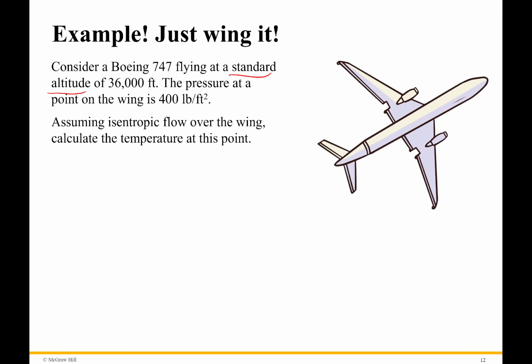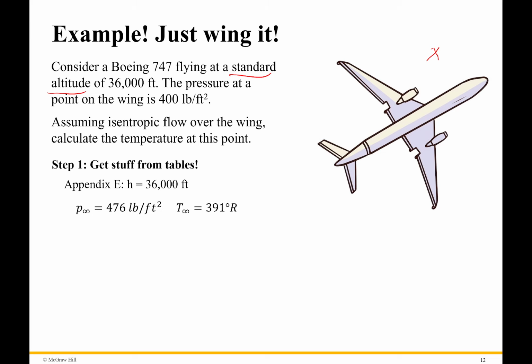So we had the isentropic relation from earlier. We're going to use it to find the ratio of temperatures from our standard temperature out here. If we're going to find our ratios, we need to know what our pressure and temperature actually are in front of that airplane. So let's get that stuff from the tables. If I go to Appendix E and I use a height of 36,000 feet, what I find is that my pressure is 476 pounds per foot squared, and my temperature will be 391 degrees Rankine. Rankine, always absolute, otherwise things go horribly wrong.